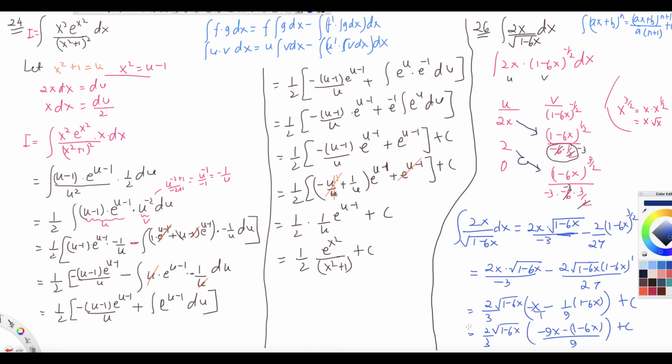Okay, so I didn't have space. Let me write it down here. So the final answer looks like 2/3 times the root of 1 minus 6x, and then negative 1 minus 3x over 9, plus c. You can write it that way. Okay guys, that is the final answer.